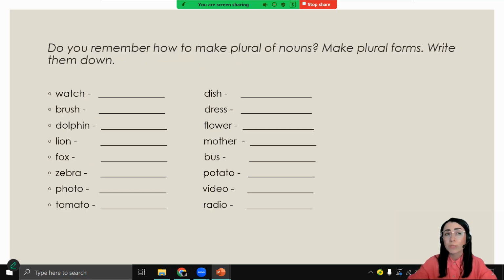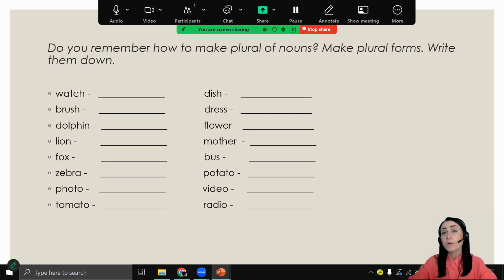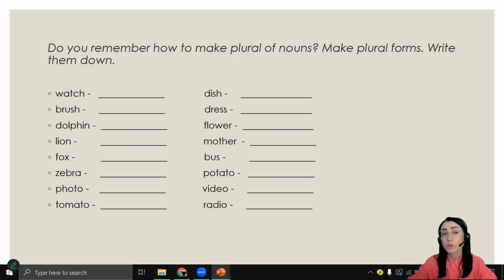One more topic we learned in our previous lessons was plural of nouns. We learned 4 main rules about how to make plural forms and some exceptions which are irregular plurals. Do you remember how to do it? I will remind you these rules shortly, but if you are not sure about using these rules, you can go back to lesson 4 and find those rules there.